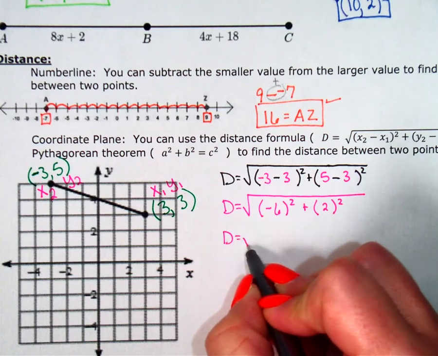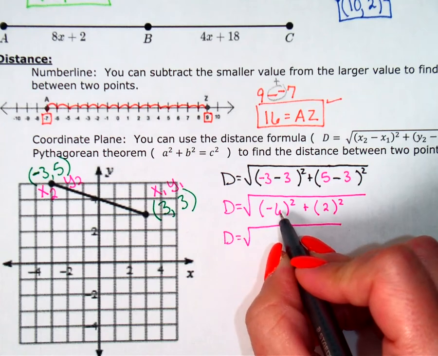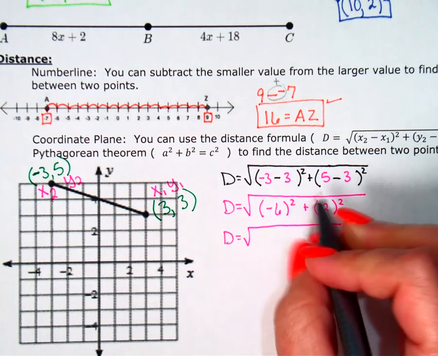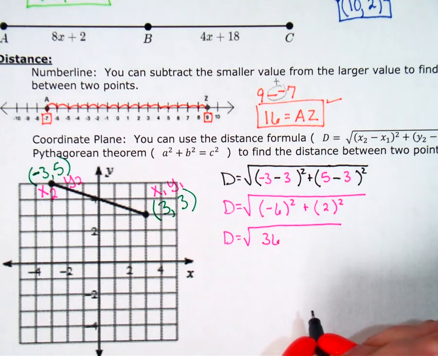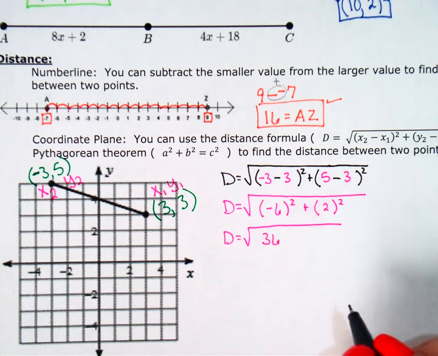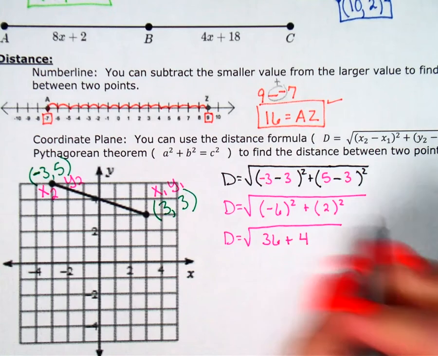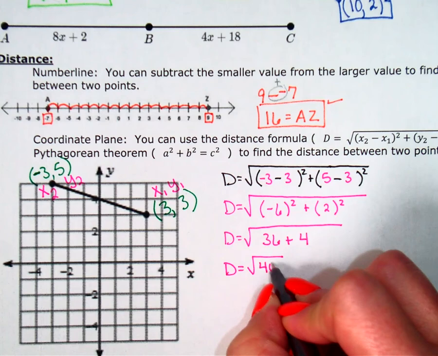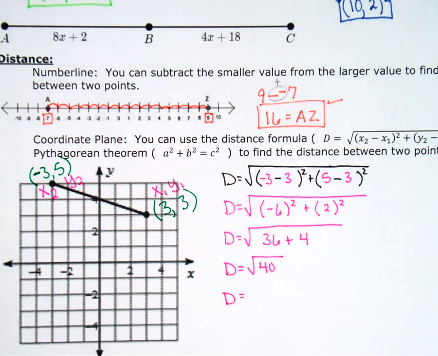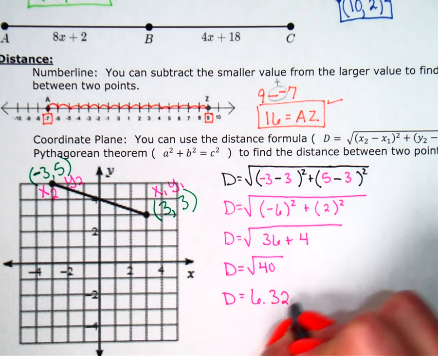So then my distance equals the square root of -6 squared. Be careful. A lot of times if you just put -6 squared in your calculator, you're going to get a -36 because you forgot parentheses around the negative and the 6. When you square a negative, it always becomes a positive. Plus 2 squared is 2 times 2, which is 4. So my distance equals the square root of 36 plus 4, which is 40. So my distance is the square root of 40, which when I round to 3 places is 6.325.